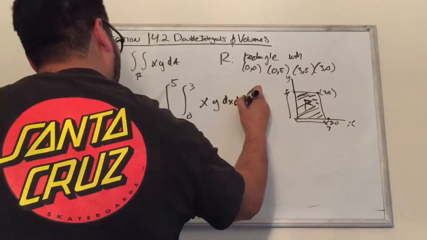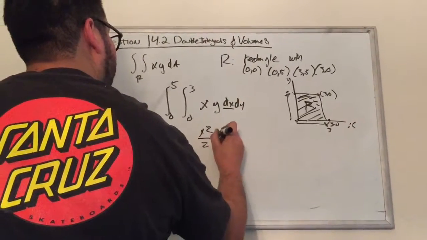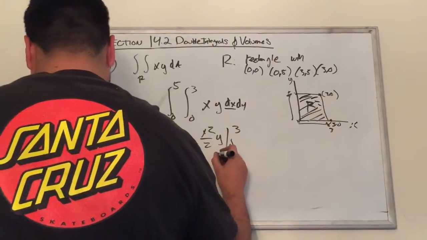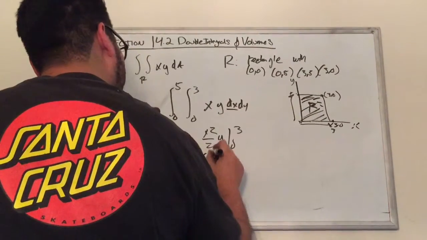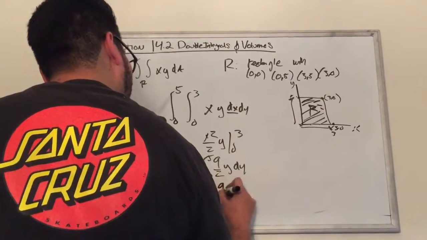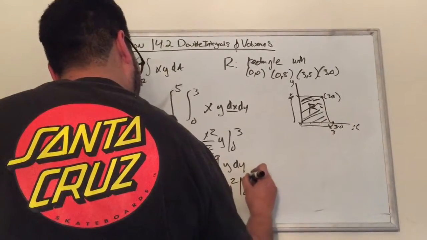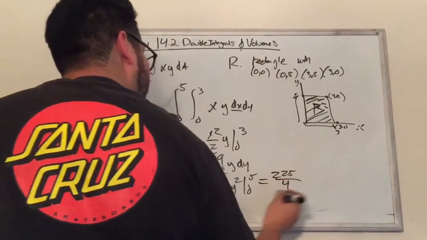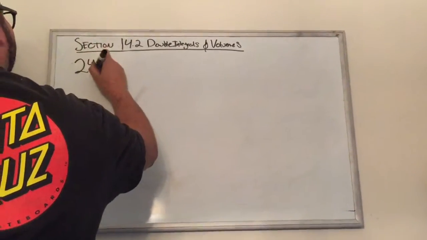dx, dy. So with respect to x first, we get x squared over 2, y, 0 to 3. Plug in that, we get 9 over 2, y, 0 to 5, dy, and then we get 9 over 4, y squared, and then 0 to 5, and we verify that the answer once again is 225 over 4. So there it is.